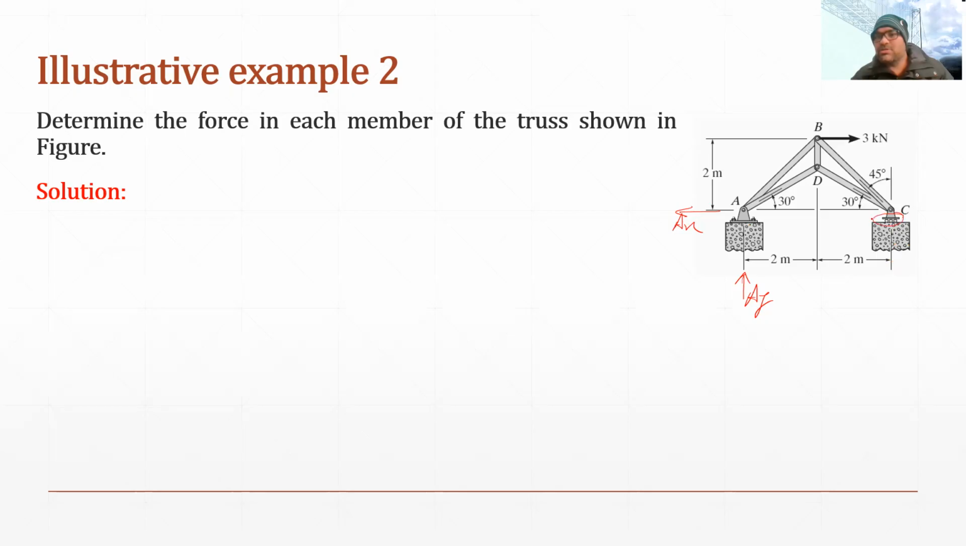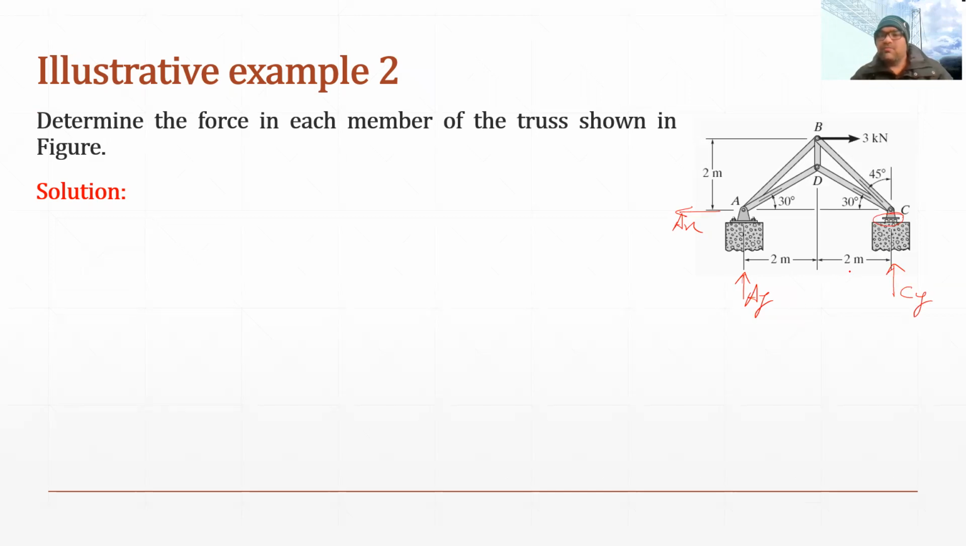You can see this is the roller support, so it will offer only one reaction, and I am assuming that this will be a vertical reaction, again upward. So now I'm naming this as CY.